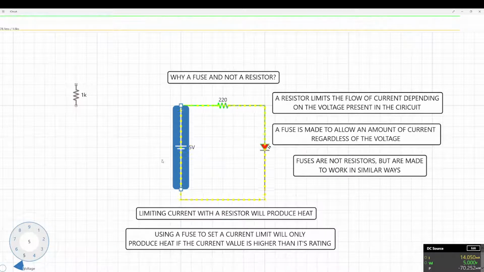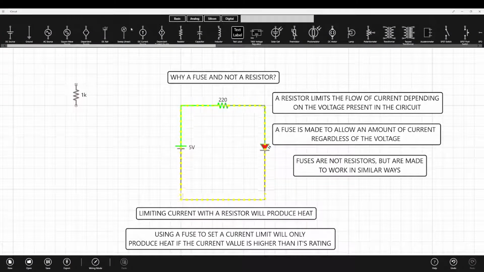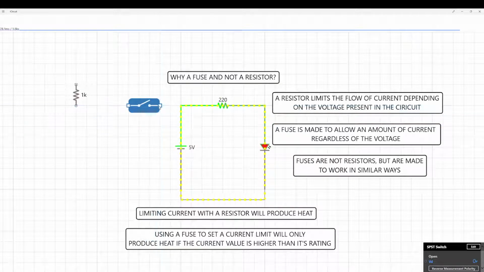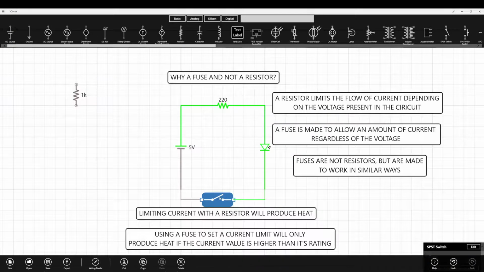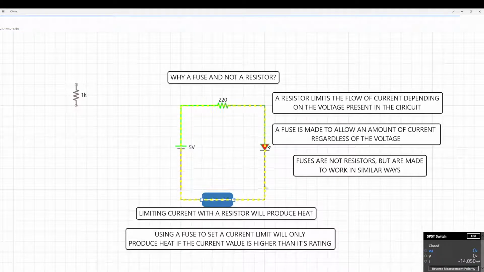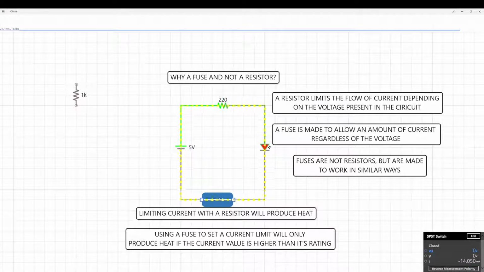Now, I don't have fancy fuses in this system, but you can imagine a fuse like a switch. So if I put this in here, now the circuit's off, and then if I close the circuit, it flows, and then if too much current enters the circuit, the fuse opens and the circuit is perfectly fine.